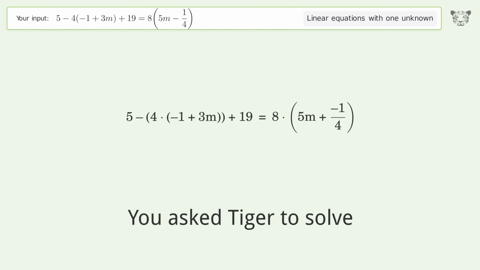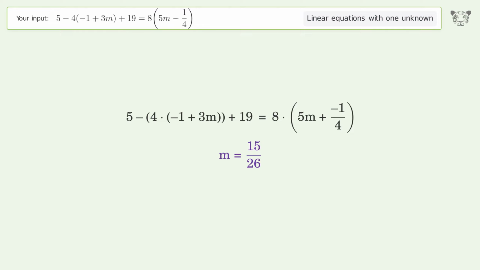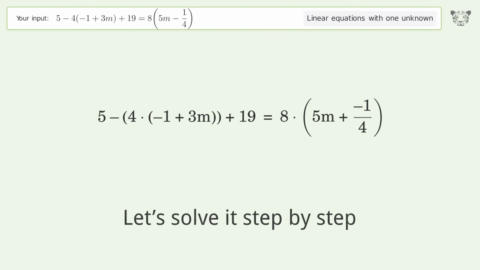You ask Tiger to solve. This deals with linear equations with one unknown. The final result is m equals 15/26. Let's solve it step by step.